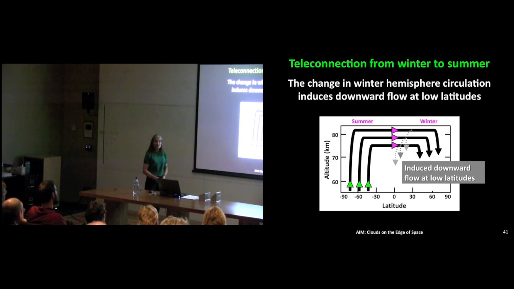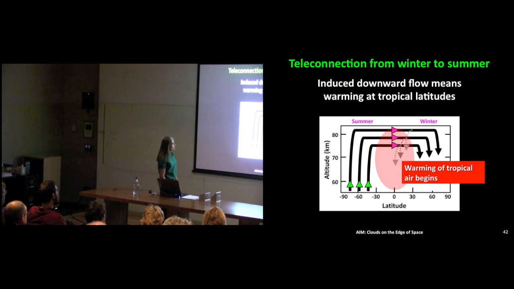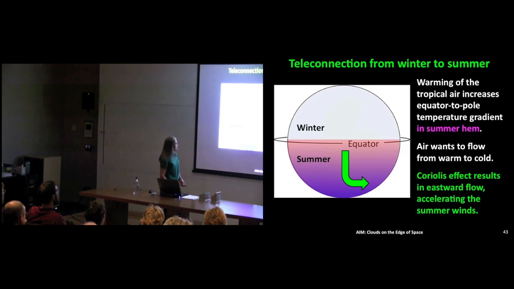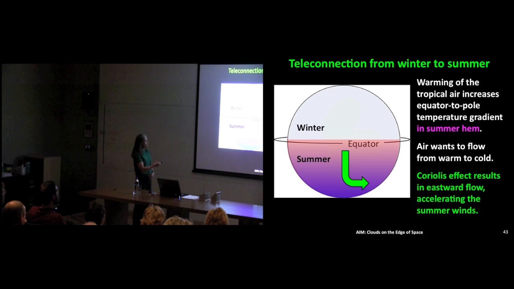So what happens when we get downward flow? Air is compressed and it warms. So you get warming at these low latitudes here. So you're warming of the tropical air. All right. Well, if the tropics warm, they're going to induce this temperature gradient between the equator and the pole.